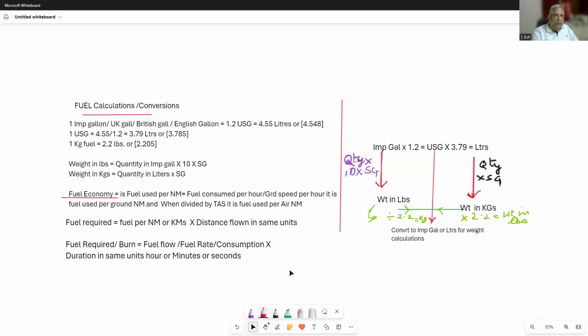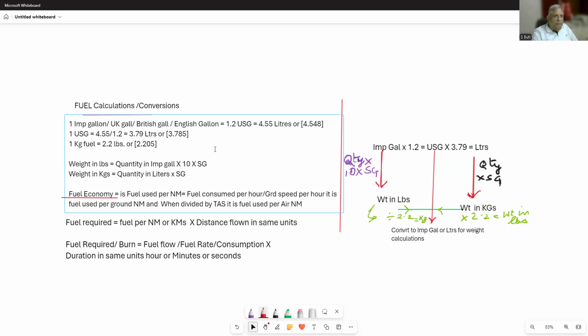Here we are in navigation, the next lesson: how to calculate the fuel in different units and convert them. This is SK Booty here, taking you on the round of the fuel in flight. Well, as it so happens, there are different units of fuel used in different aircraft and different countries.